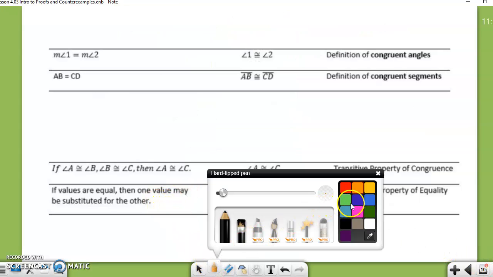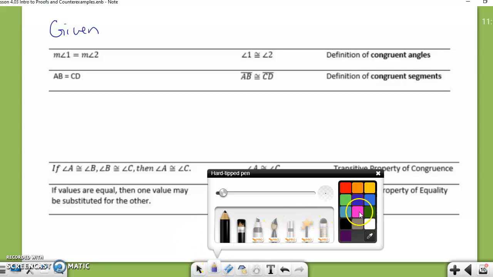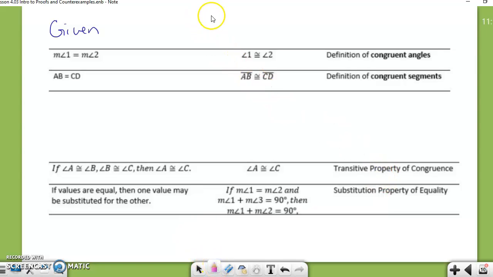Just a few more. This could be your given. These could be your statements. And these would be your reasons.